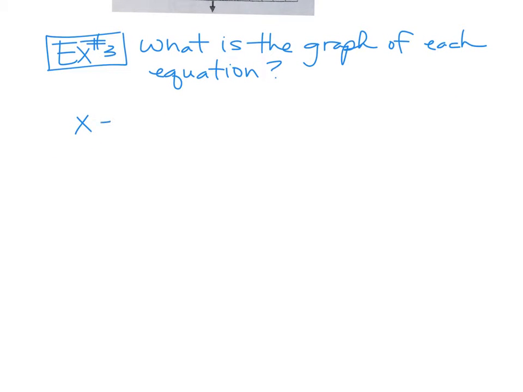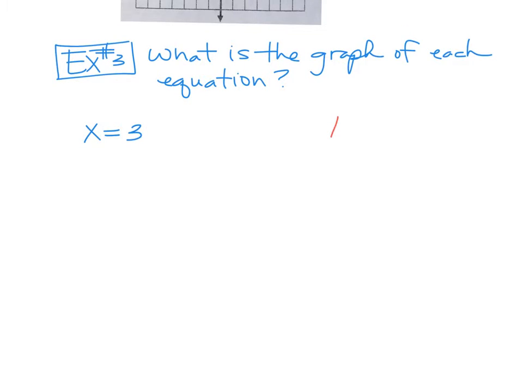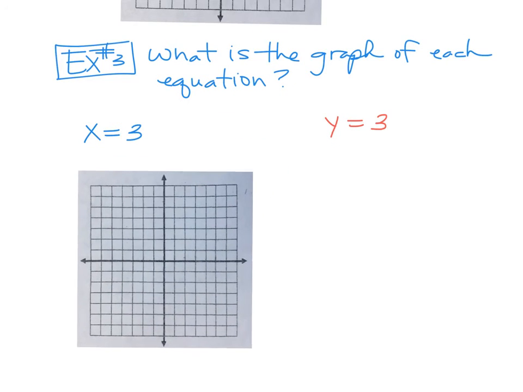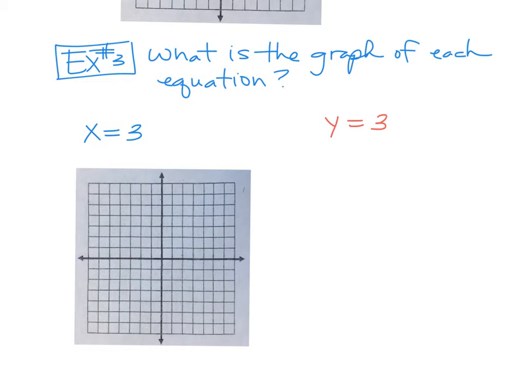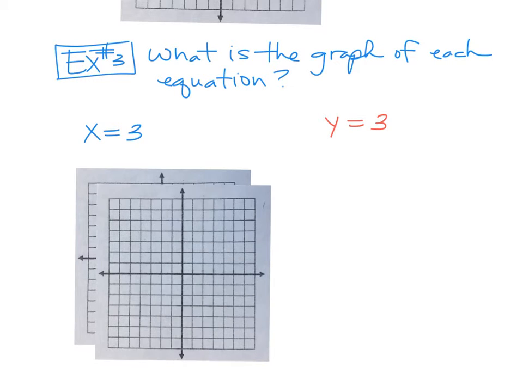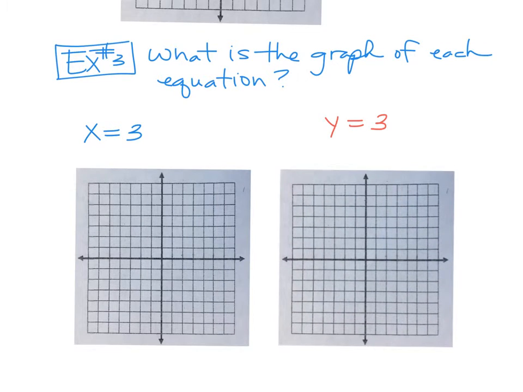The first one, we're going to do x equals 3. What is that graph? The second one, we're going to do y equals 3. Okay? So they look similar, right? They both have a 3, but one is x equals and one is y equals. So I'm going to give you two graphs here. Okay, and now here's what we got to figure out.